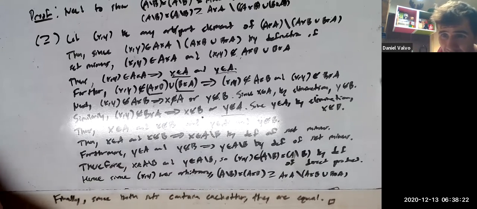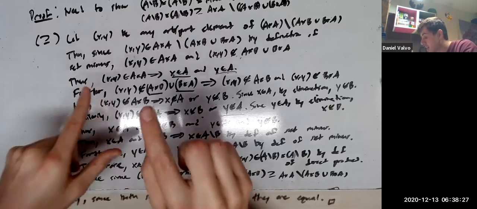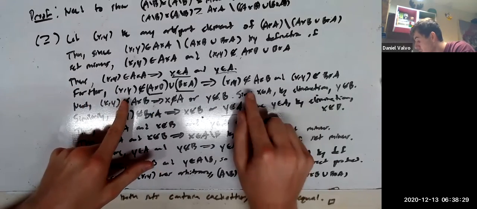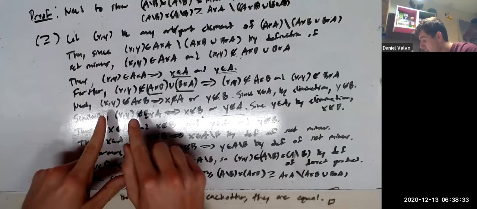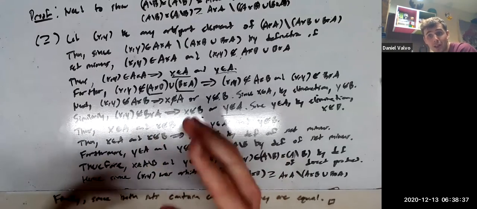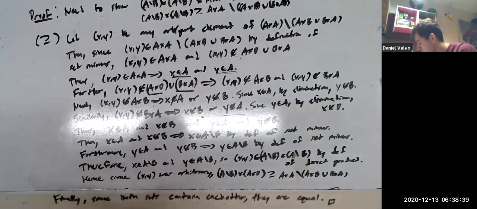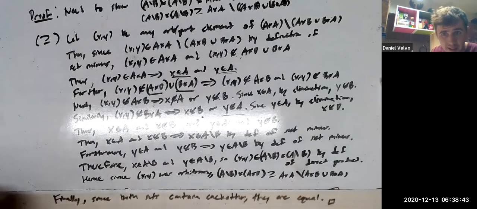The key is getting all our logic right. So the key is knowing that if you're not in the union, then you're not in both of them, right? But if you're not in the direct product, then that just means you're not in one of them. You could not be in both of them, but at least you're not in one of them. And you can do the same things with intersections and all that.